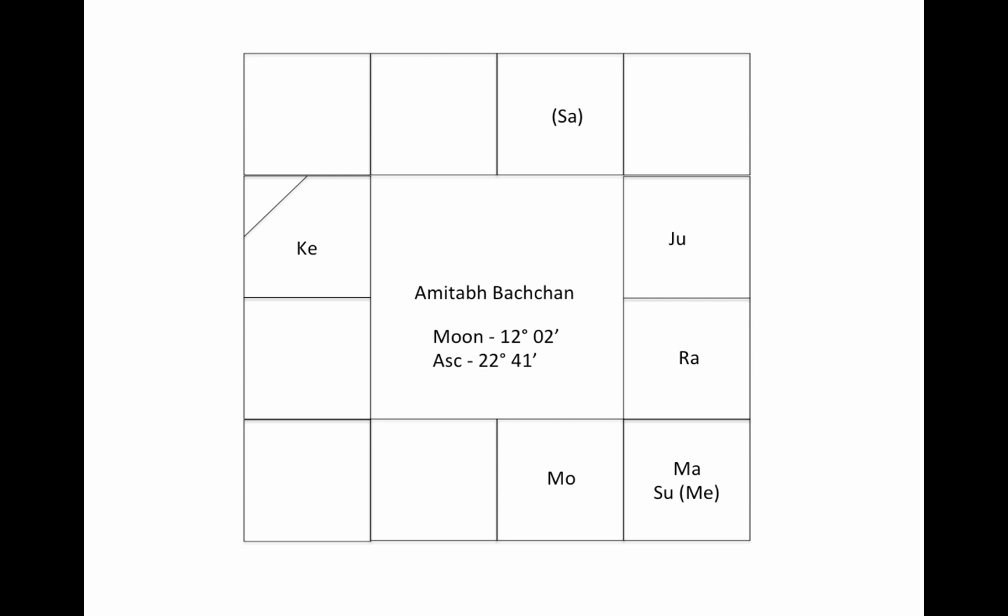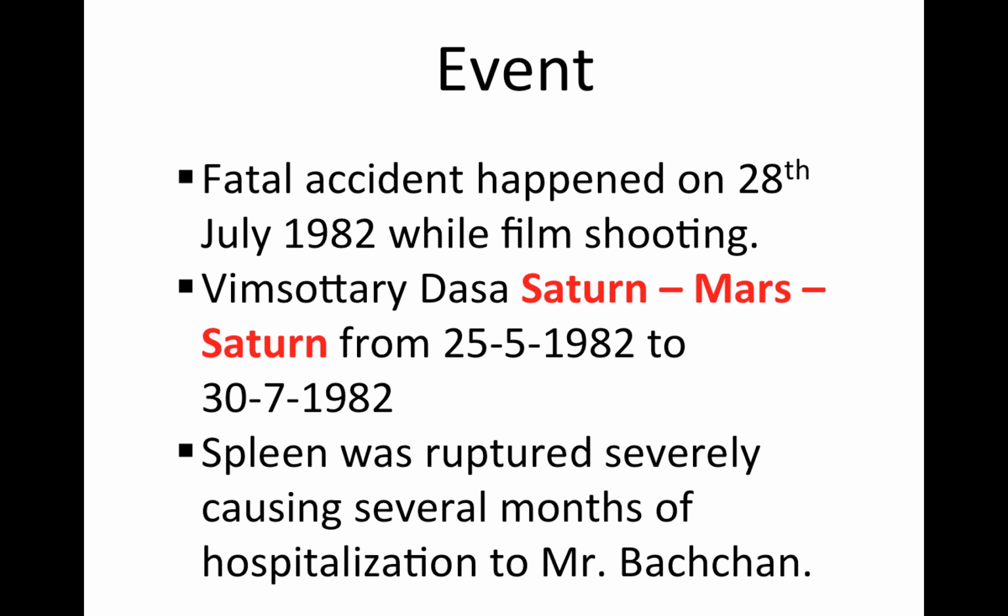So this is the famous chart of Mr. Amitabh Bachchan. We have already seen it in our previous video. He's Aquarius ascendant and Moon is in Swati. So we have to make the Nar Chakra taking Swati as the reference. Swati rules the head, and then we go on till the soles, till the 27th nakshatra, that is Chitra. And the event that we are going to study was on 28th July 1982, when he was shooting a film.